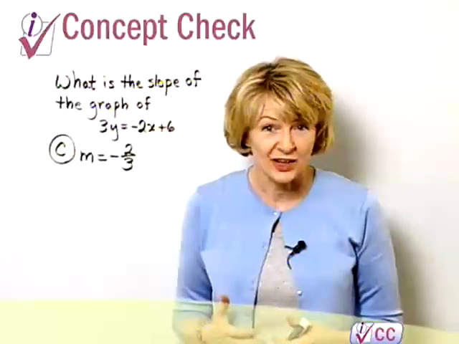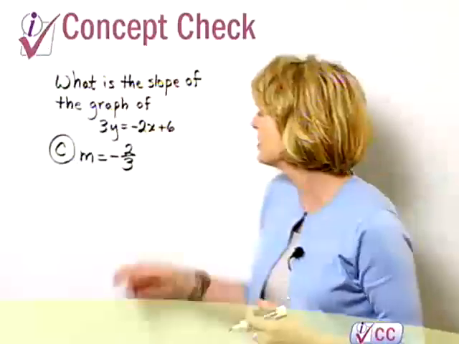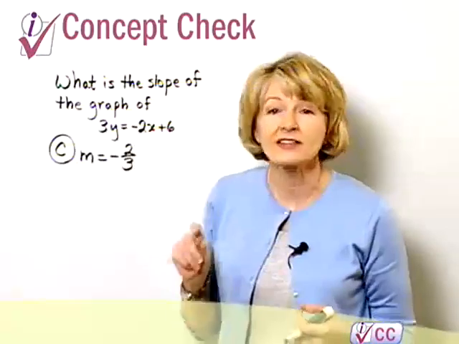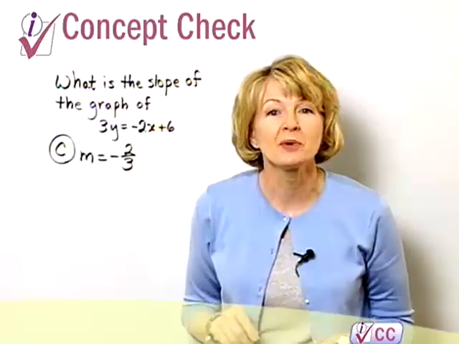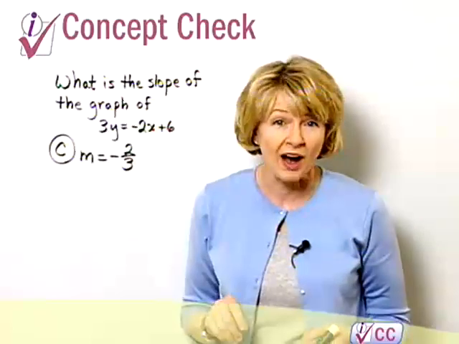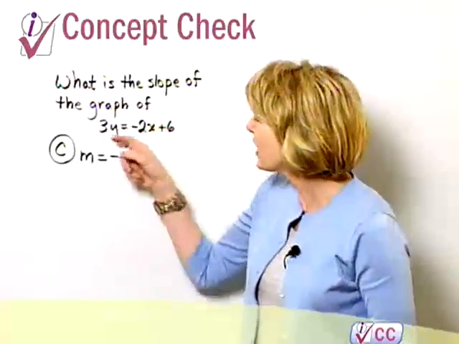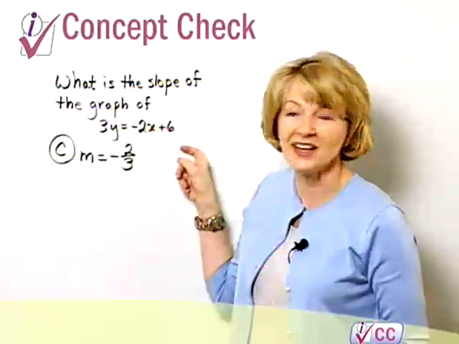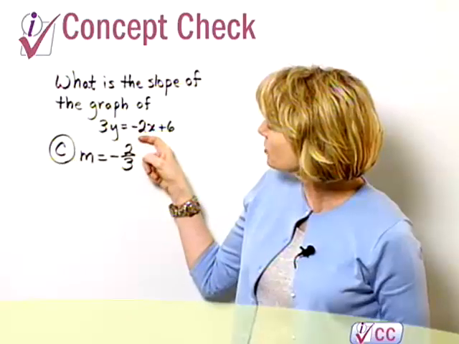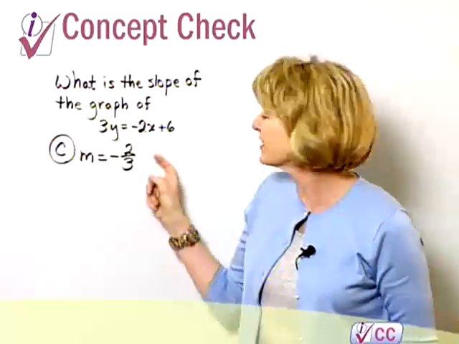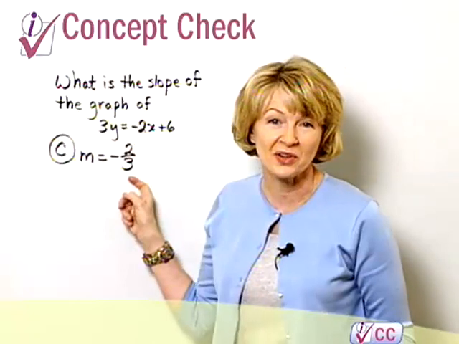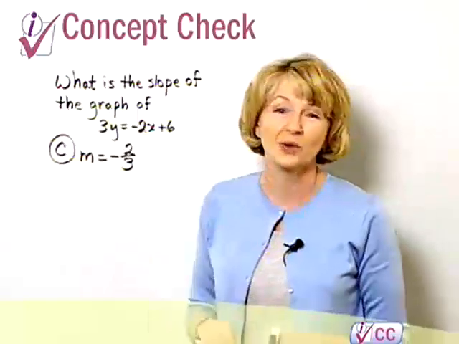Choice C is the correct choice. Let's talk about why. To write this equation in slope-intercept form, remember it must be solved for y. To solve this equation for y, you divide each term by 3. Once you divide this term by 3, then the coefficient of x is negative 2/3. So C is the correct choice.